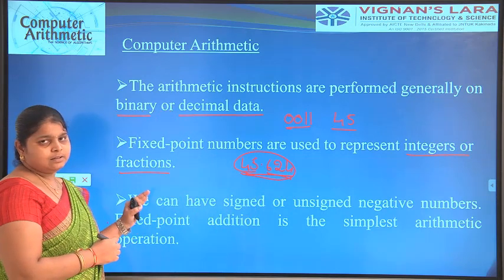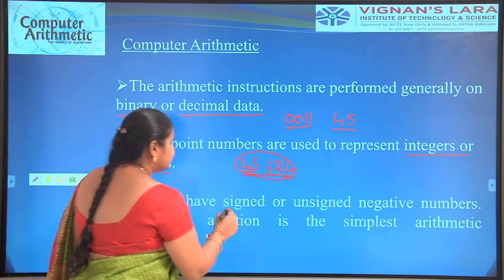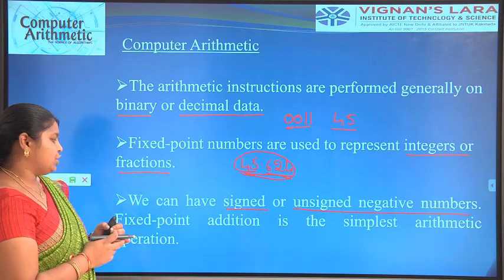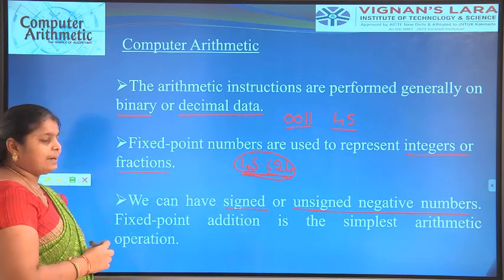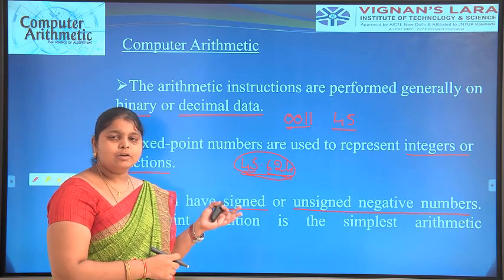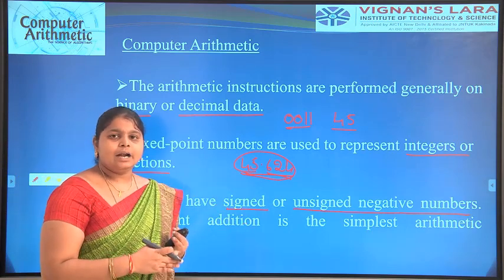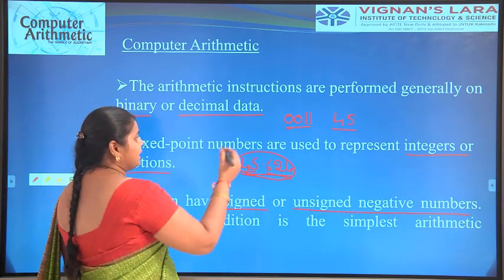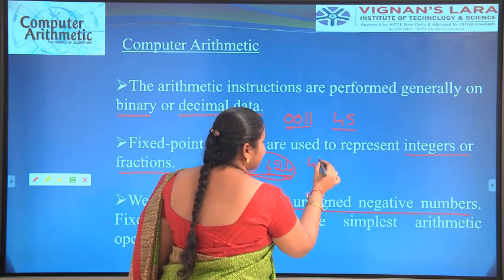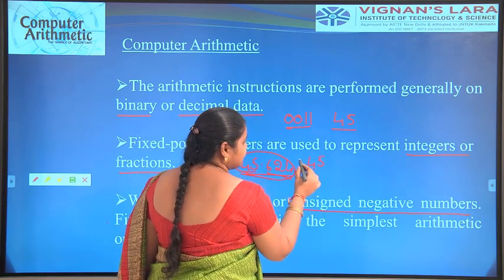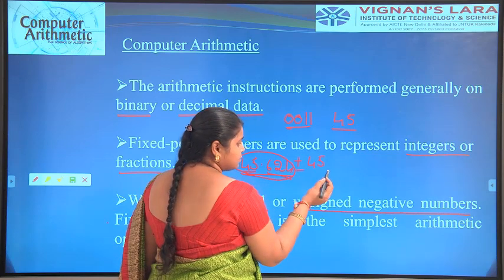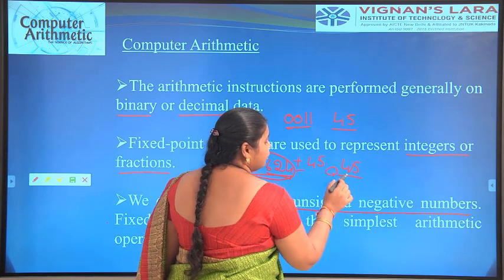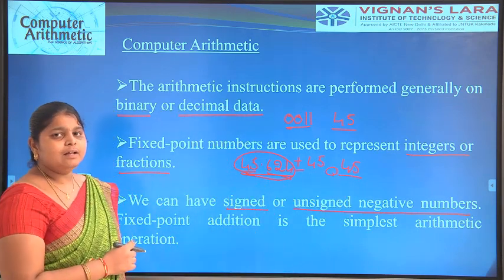In computer arithmetic we have both signed and unsigned numbers. Fixed point representation has simple arithmetic operations. Computer arithmetic has addition, subtraction, multiplication and division, and it also consists of signed or unsigned numbers. Signed means the number is represented by plus or minus. Unsigned means there is no representation before the value.